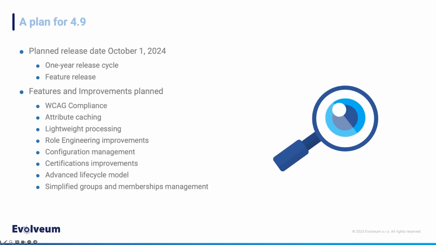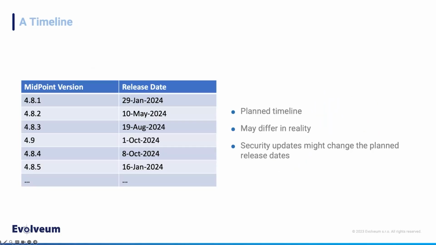This is just still a plan, so it might change in time, but let's hope it won't. I also prepared the timeline for planned releases. As you can see, maintenance version 4.8.1 is planned to be released on January 29. 4.8.2 is planned on May 10, 4.8.3 on August 19, followed by the feature release 4.9 planned for October 1st.